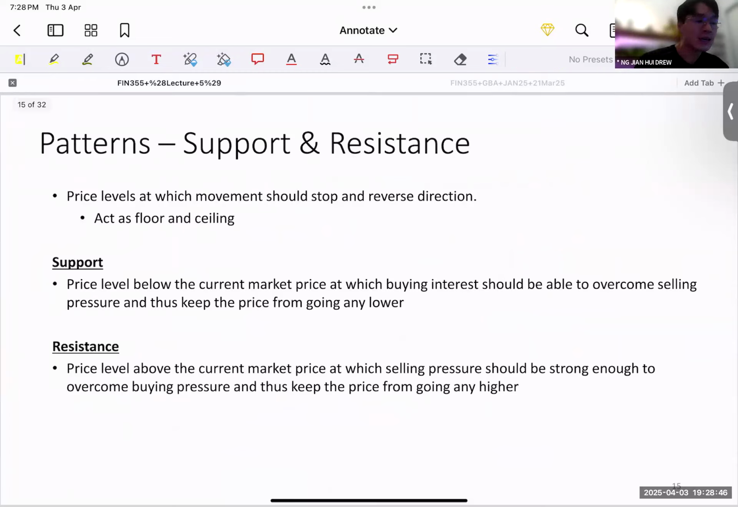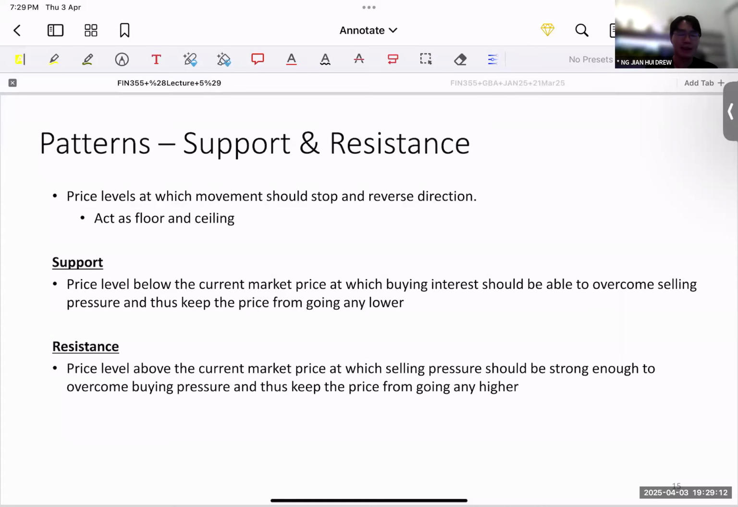Okay, in terms of patterns, we can determine also what is the resistance and support. So, if you watch things like Bloomberg News, or if you have access to Refinitiv and you do read those reports from either brokers or traders, you'll see them using terms like resistance and support. So let's just try to understand a little more so you understand what you're reading.